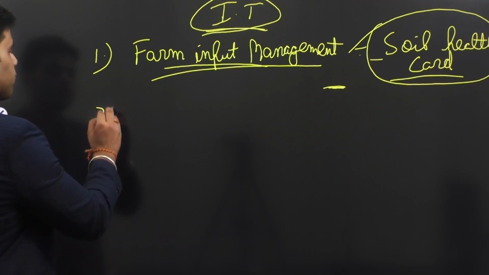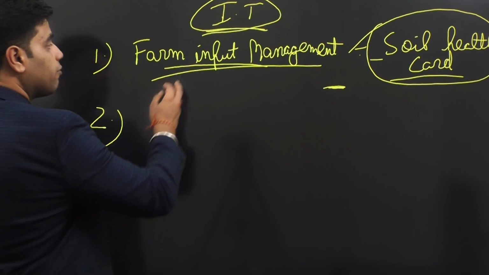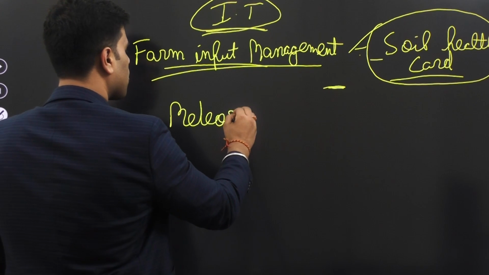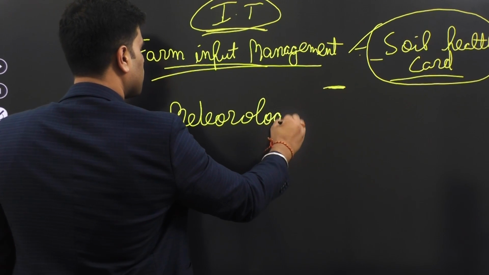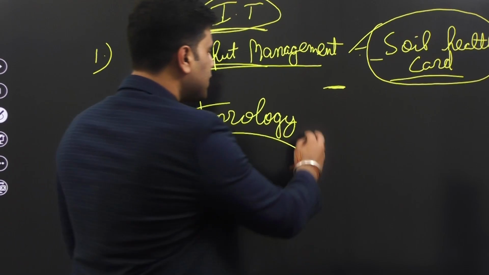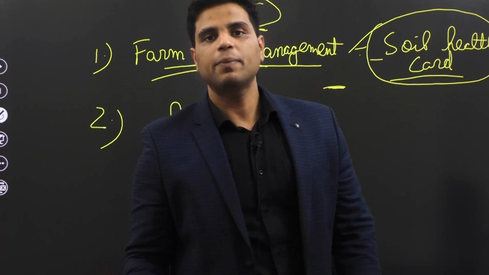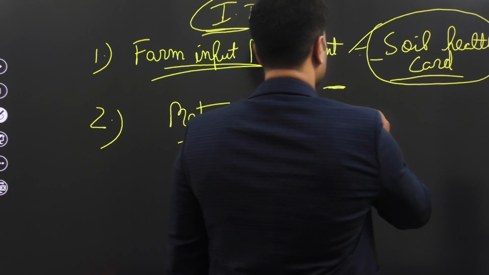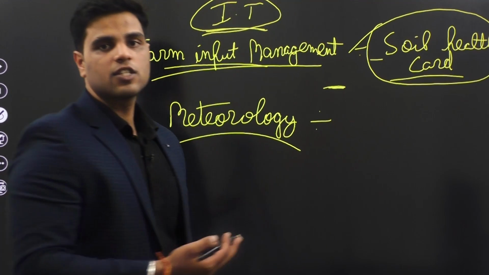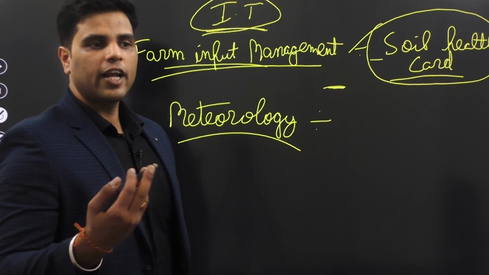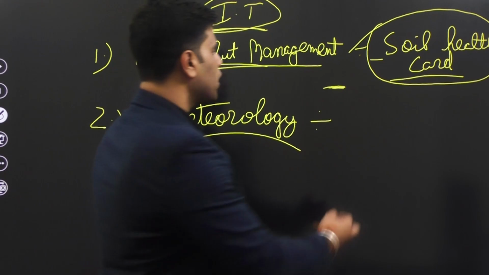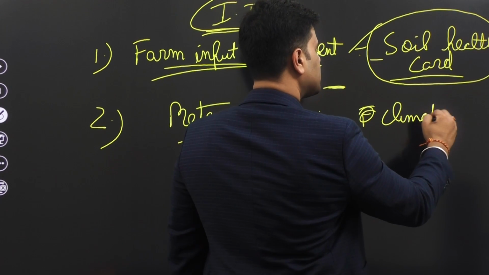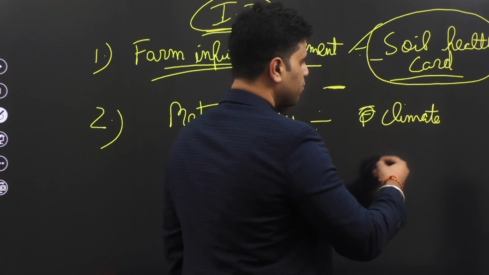Then the next application is meteorology. Climate updates. If farmers are getting climate updates, monsoon updates on their mobile app, well, that will help farmers, right? So meteorological services, rainfall forecast, monsoon forecast, climate forecast basically. That's very important for farmers, and IT can really help in spreading that information.